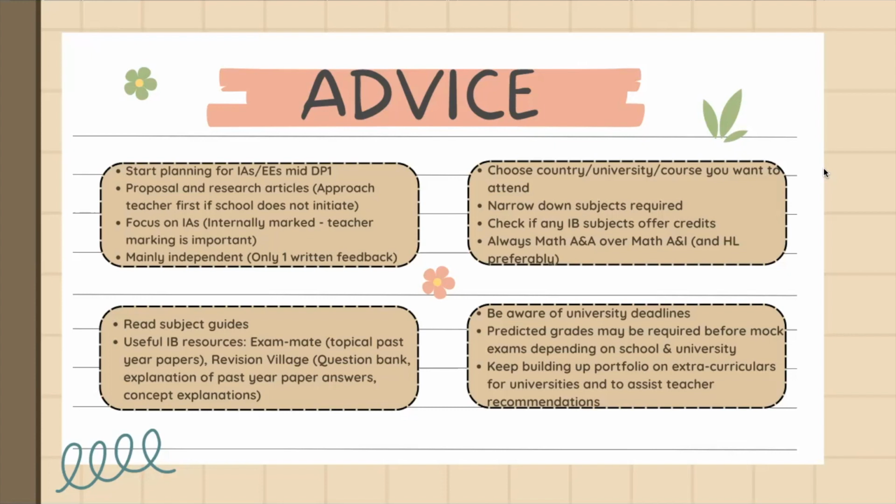So if you have a proper plan, you can choose your subjects really well, and you can try out the subjects and see if it works out for you. And always, if it's possible, just take Math AA over AI. No matter what, universities will always prefer that.